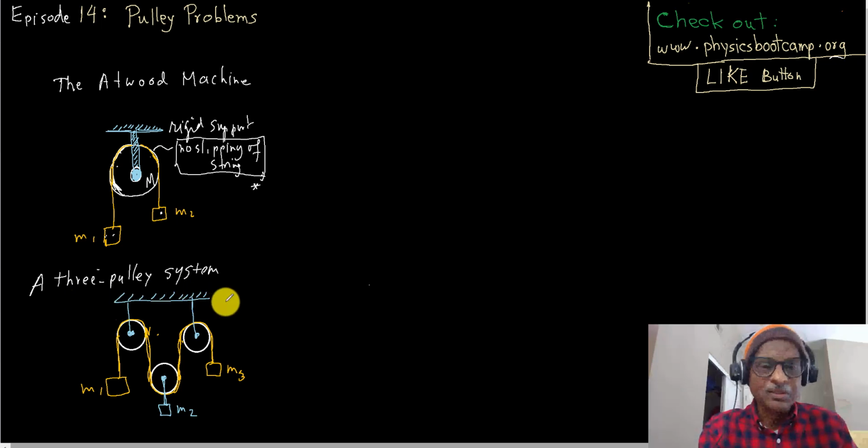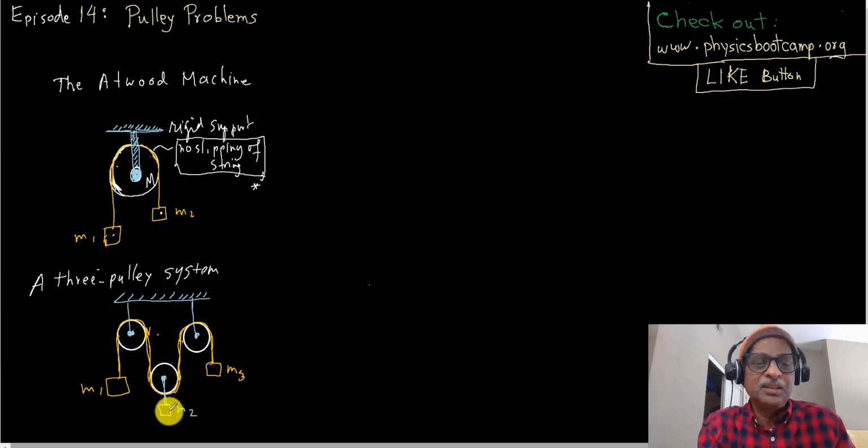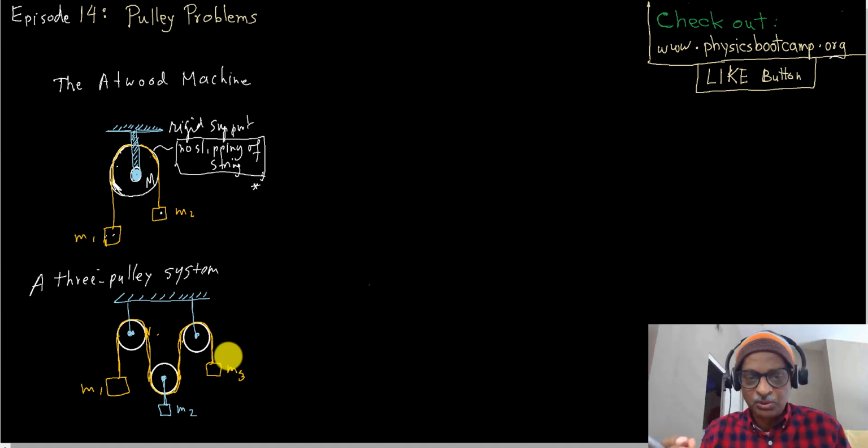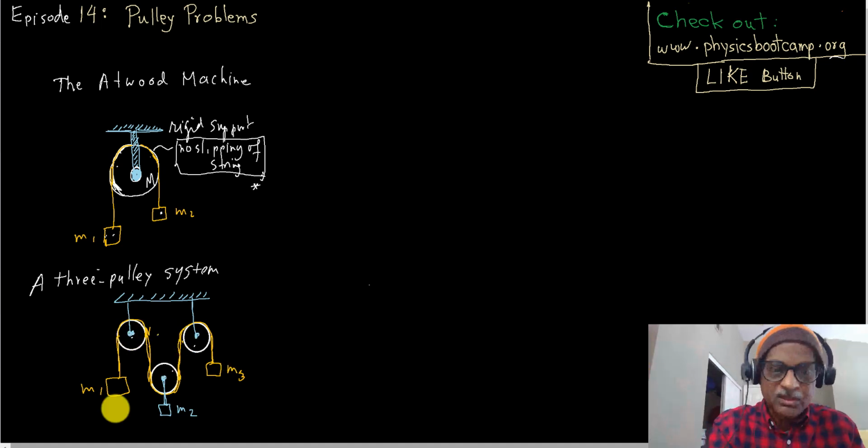Now, the three pulleys problem. This is a typical three pulley problem. You can of course have many pulley problems, but this is one arrangement in which you can see there are three pulleys, and we want to see, same question, if I start with these three masses, say at rest, and let go, what is the subsequent motion of the pulleys?